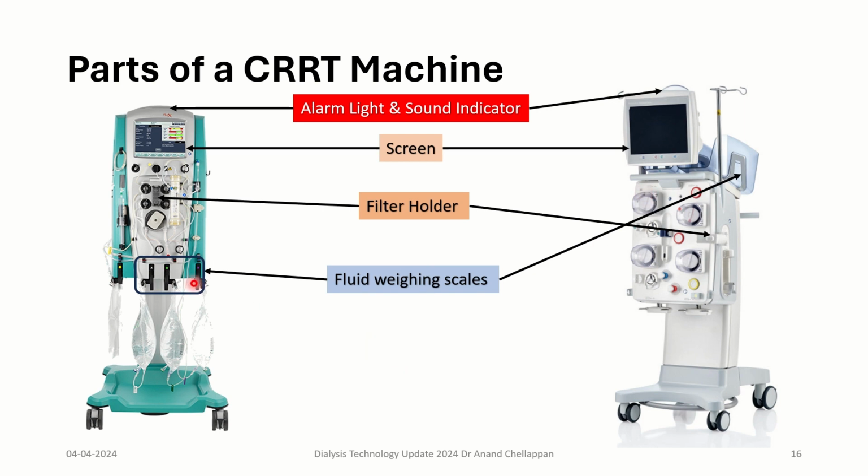So these are the fluid scales. This is on top of the machine in the Fresenius Multifiltrate Pro, and it is on the lower part of the machine in a Baxter CRRT machine, that is the Prismaflex or the Prismax machine. Now, these are gravimetric scales. So these are typically 5-liter solution bags. Based on the utilization and the weight, the amount of fluid used is calculated by the machine.